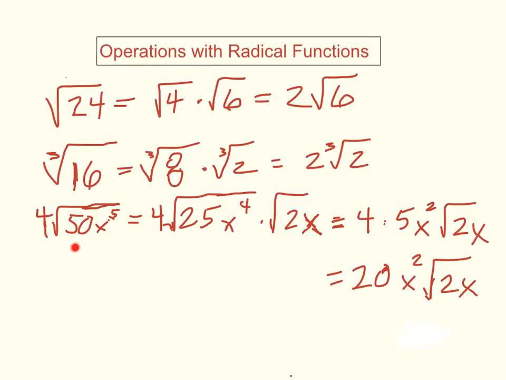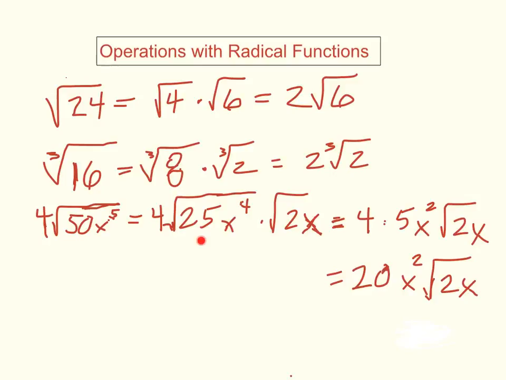Back to square roots. If I have 4 times the square root of 50 times x to the 5th, the largest perfect square that divides evenly into 50 is 25, and that's 25 times 2. And the largest perfect square that divides evenly into x to the 5th is x to the 4th. Remember, that would be an even number. So x to the 4th times x is x to the 5th.